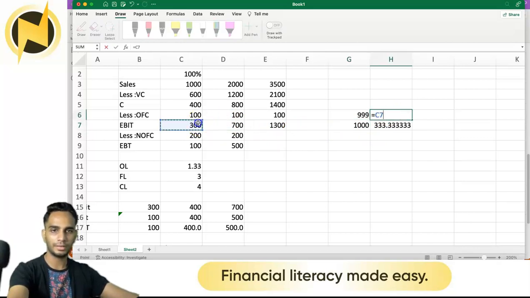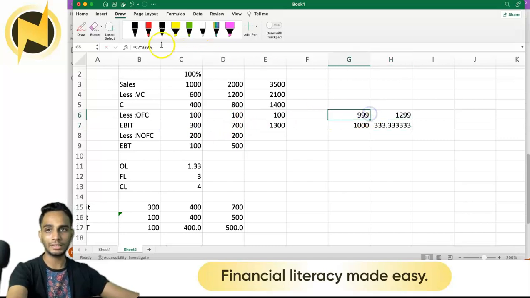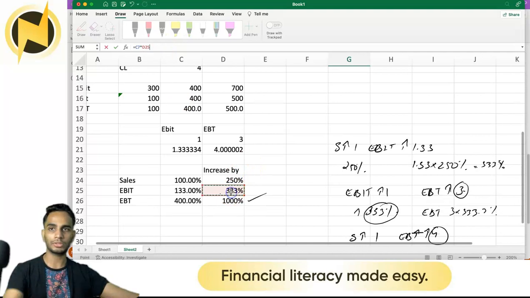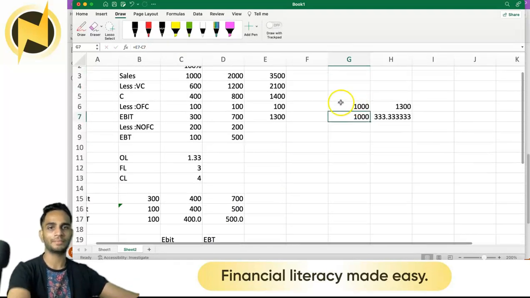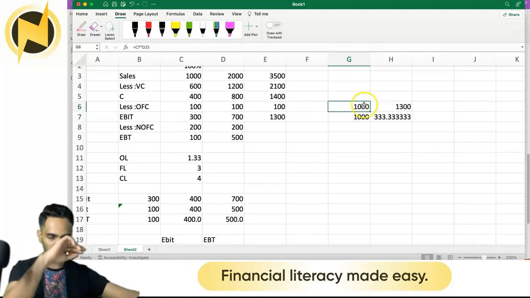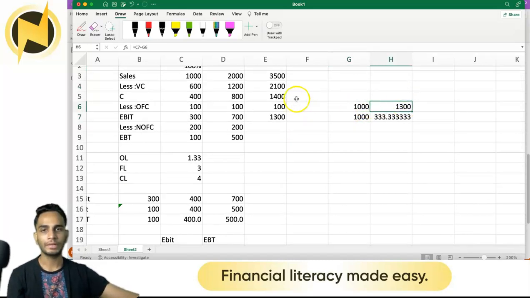And add it. 300 plus 333%. Not exactly 333%. It was supposed to be, there's a decimal, right? It was 333.something%. Yeah. See? So it became 1000. The decimal rounded off the 999 to 1000. See? So yes, when sales increased by 250%, EBIT actually increased by 333%.